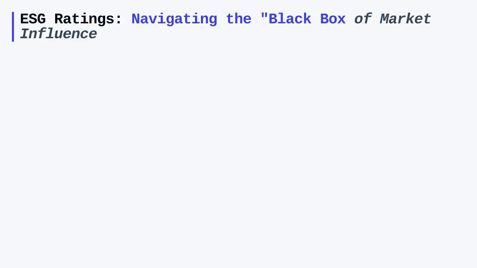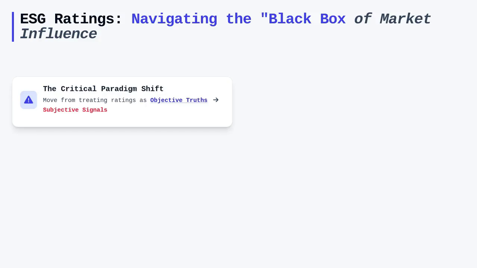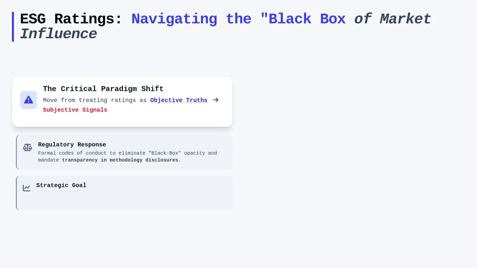Investors and risk managers must treat these ratings as subjective signals rather than objective truths, a reality that has prompted significant regulatory attention. Various jurisdictions are now moving toward creating formal codes of conduct for ESG data and rating providers to increase transparency in their methodology disclosures. The goal is to move away from the current black box environment toward a more comparable and reliable ecosystem where stakeholders can actually understand what a specific score represents.